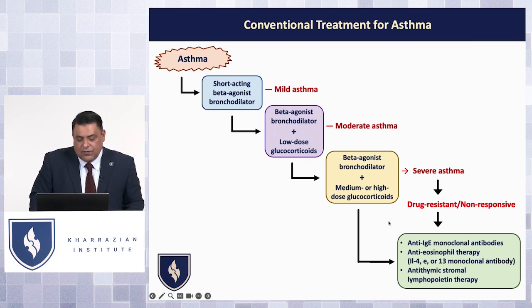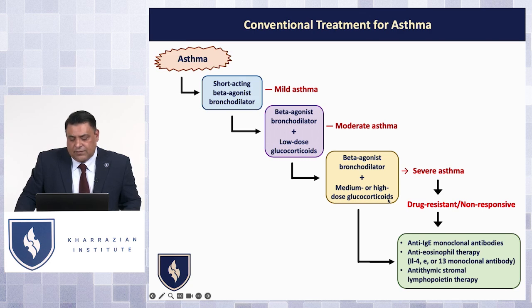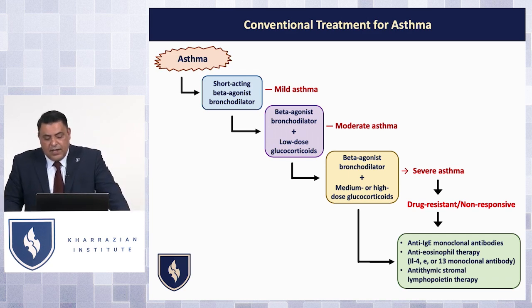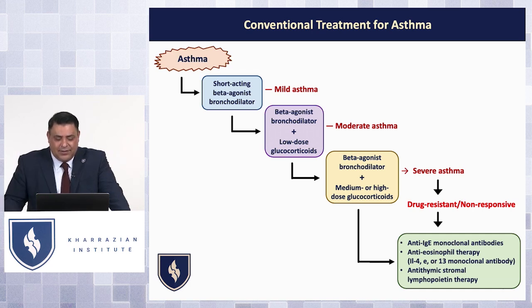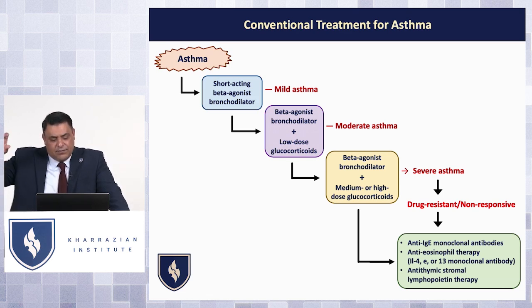And then there are some patients that just will not respond to bronchodilators and glucocorticoids, and this is the most severe form of asthma, the drug-resistant, non-responsive asthma. And for these patients, they're going after the immune system very aggressively. So they may use anti-IgE monoclonal antibodies to stop their immunoglobulin IgE reactions. They may use anti-eosinophilic therapy, and they'll usually do this if their eosinophils are very, very high. They might use monoclonal antibodies, like IL-4, IL-13 monoclonal antibodies, to block their immune response.